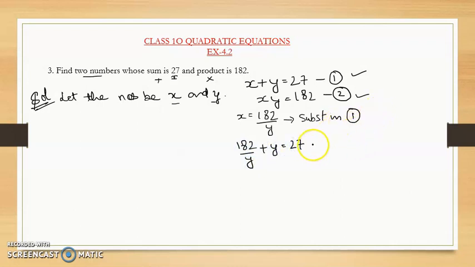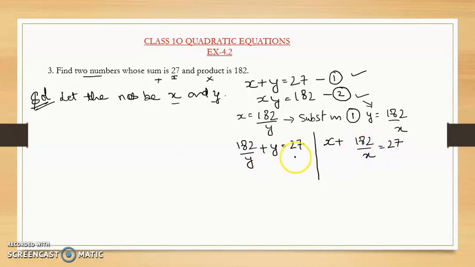Or you can substitute differently, students. From equation 2, you can also write y is equal to 182 upon x. It does not make any difference. It is your choice whether you want the quadratic equation in y or in x. Whichever you want, you can take. So y is equal to 182 upon x, and this x will go in the denominator. If I substitute this value of y in the first, x plus 182 upon x is equal to 27.